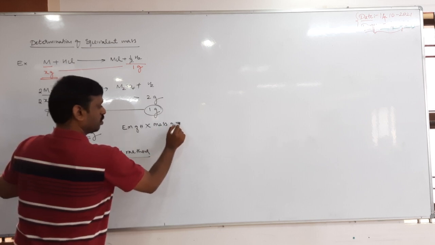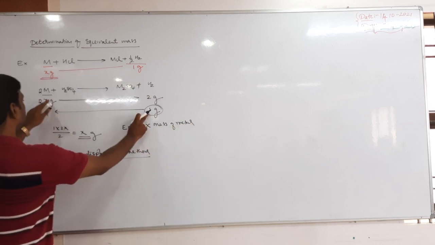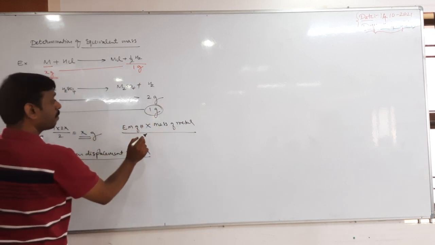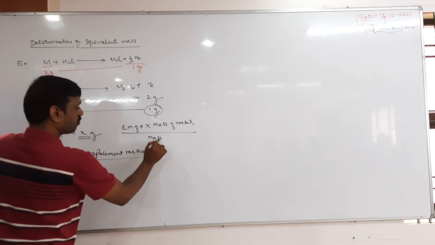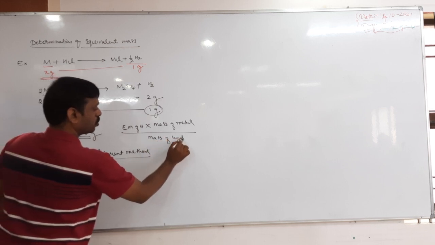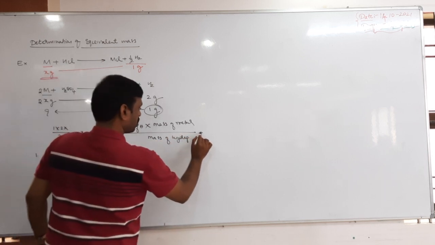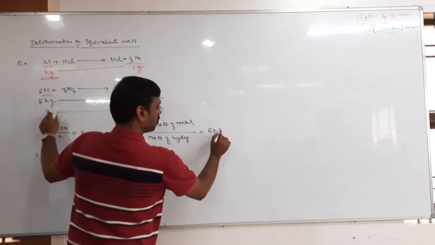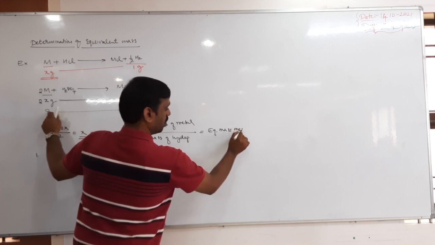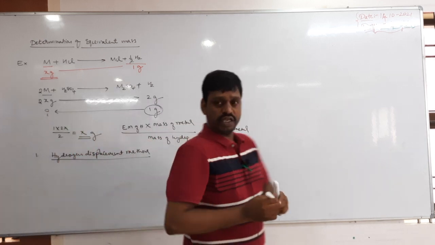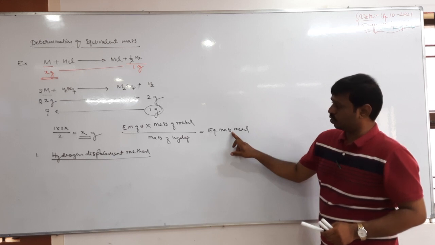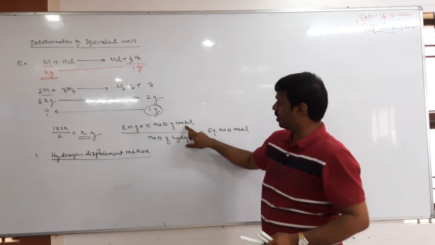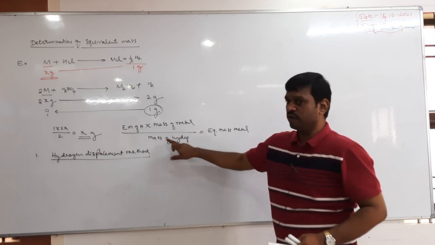Mass of metal. This into this, divided by this 2, which is the mass of hydrogen displaced. So which is equal to what you are calculating, the equivalent mass of metal. It means the equivalent mass of metal equals the equivalent mass of hydrogen into the mass of the metal divided by the mass of hydrogen.